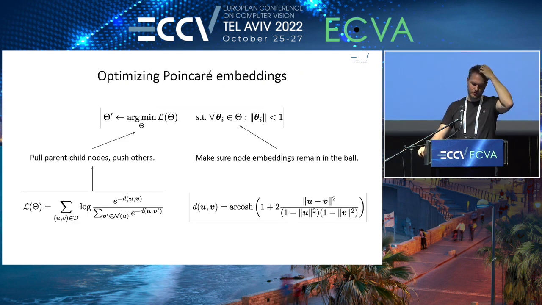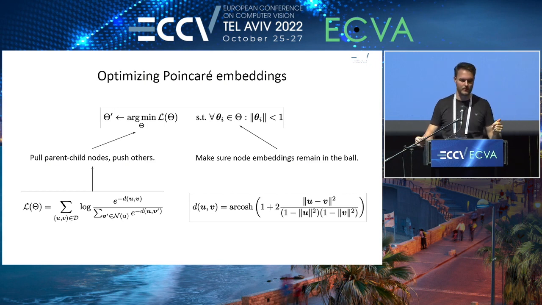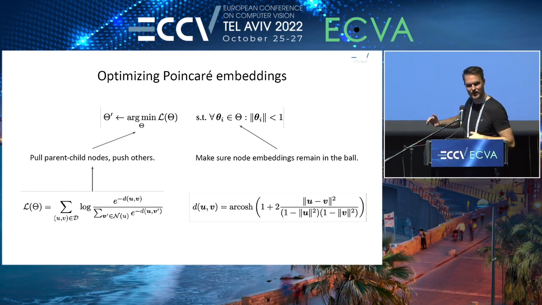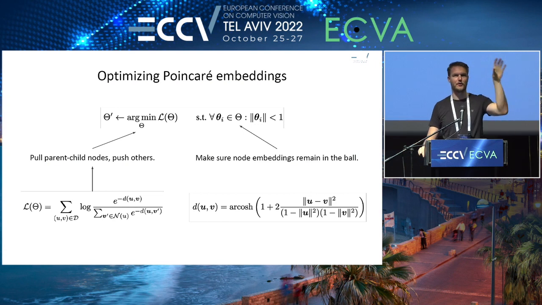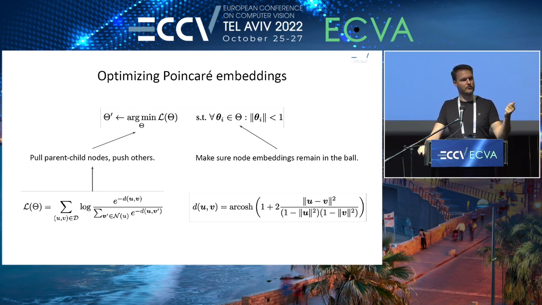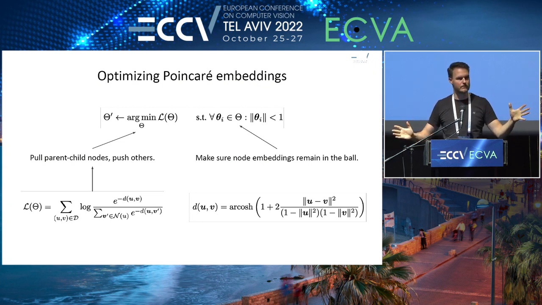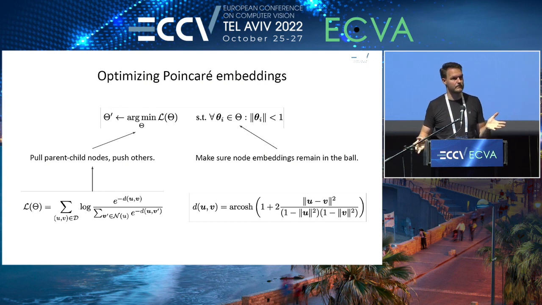So what did they do? They just made it into an optimization problem. We have these representations and we want to minimize our loss over them. Note, of course, we want to make sure that they are inside the ball. So we want to make sure that for all of these representations, their norm is smaller than 1. And the main idea was for this loss to say, well, all the parent-child connections, we pull them together, and all the non-parent-child connections, we push them away. And that's all they did. But the main difference being that the distance function was different.